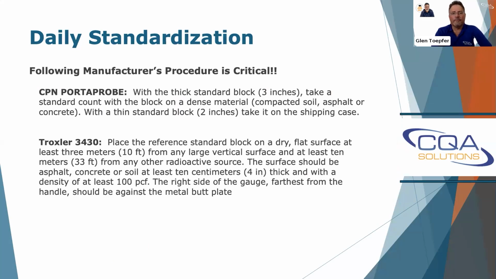As an example, here are some manufacturer's procedures I threw in for the Troxler 3430 and the porta probe, both pieces of equipment I've used in my career, so I was familiar with them. The procedure: you put the CPN standard block, 3 inches, and take the standard count on a dense material, compacted soil, asphalt, or concrete. If you have a thin block, a 2-inch block, which I've never used, you take it on the shipping case. I've seen people do it, but I've never done that.